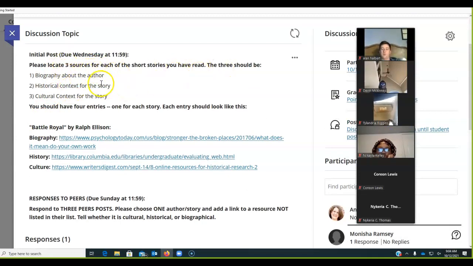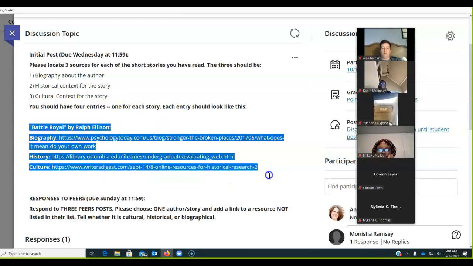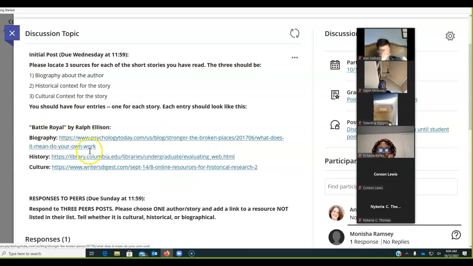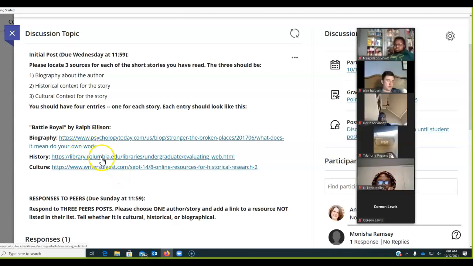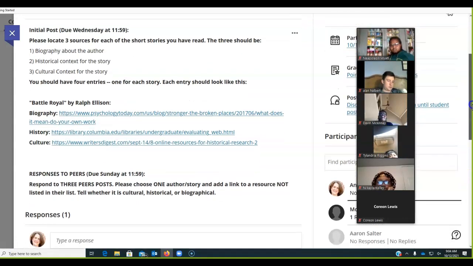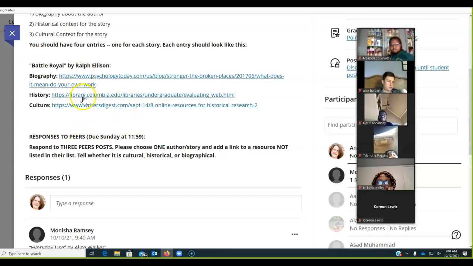3 sources from the internet, 1 biography of the author, 1 historical context, 1 for cultural context. This is a sample of what the format ought to look like, and your links should be linked, and I'm going to show you how to do that in a moment. And you'll notice that these links are either little jokes about doing your own work, and then they are things that I think would help you. This one on history is evaluating online sources, and this one is some resources for historical research online. So they're not what you'll be providing. Didn't want to do that for you.